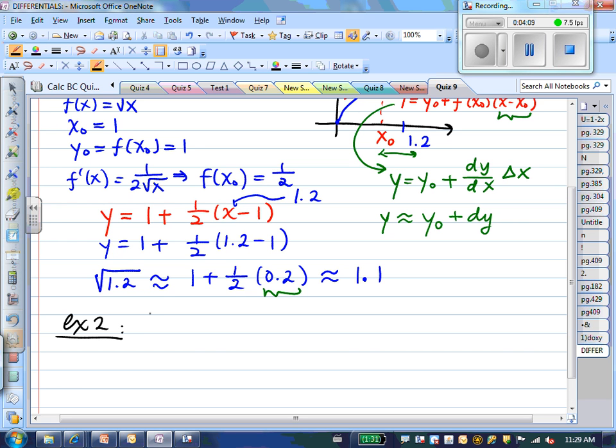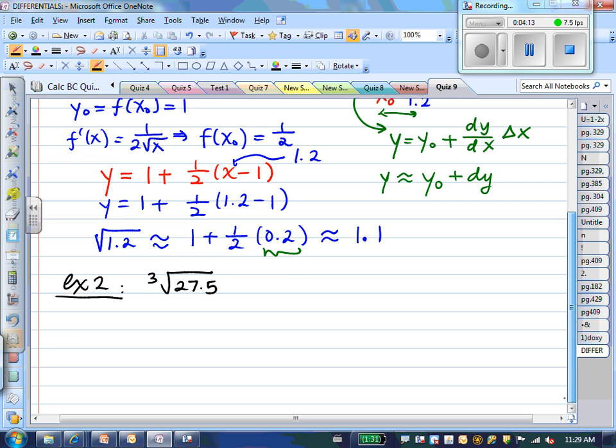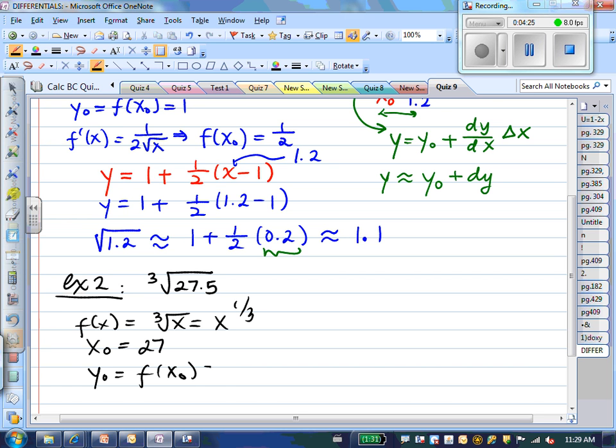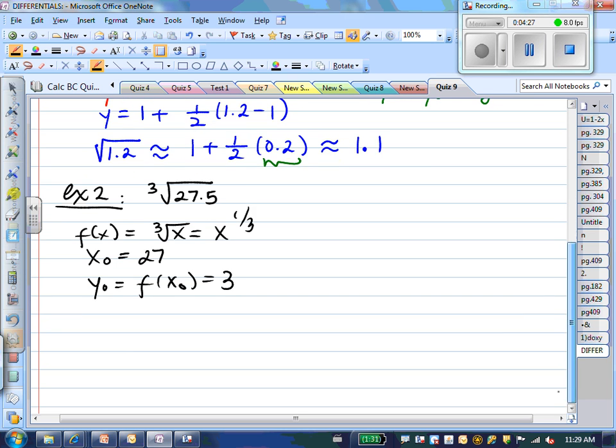Let's say I want to approximate the cube root of 27.5. Okay. I'm going to move fast. So the function is obviously the cube root of x, or x to the 1/3. Okay. A good value to pick is going to be 27, because then our y sub 0, the cube root of 27, is 3. So we're almost set. I just need the derivative.